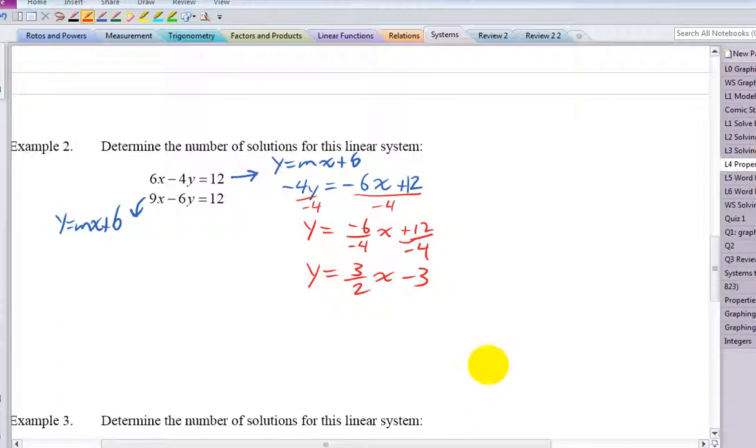Okay, so I got the first one done. I showed lots of work. Please check yours.